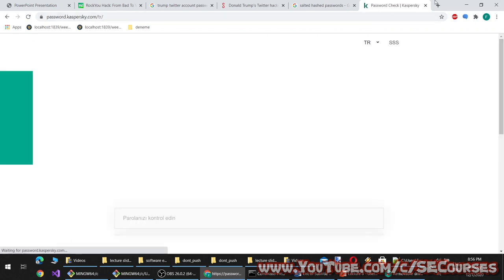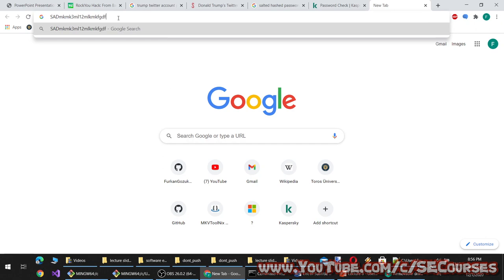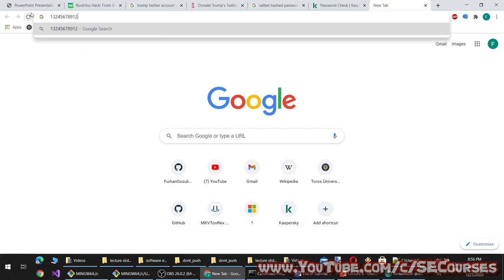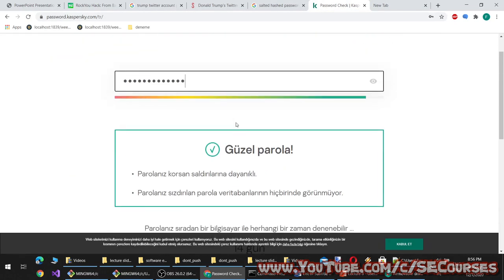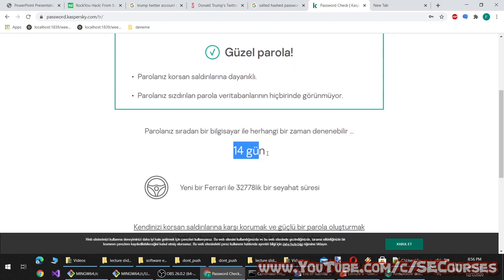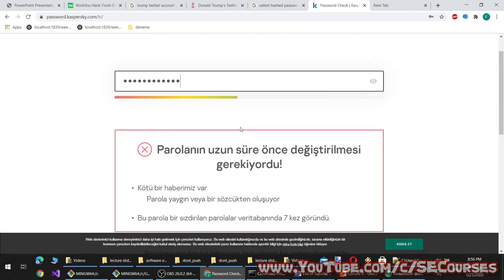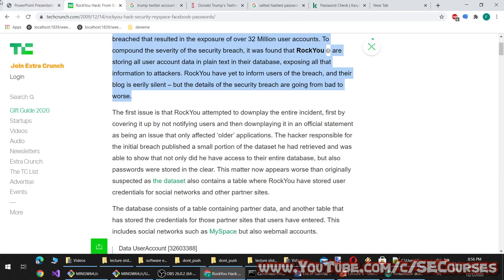For example, let's try a password like this. I will make it 13 characters. Okay, so this is a pretty simple password. If it is 13 characters, it takes 14 days. If it is 12 characters, it takes 3 days. And this is still a very simple password.